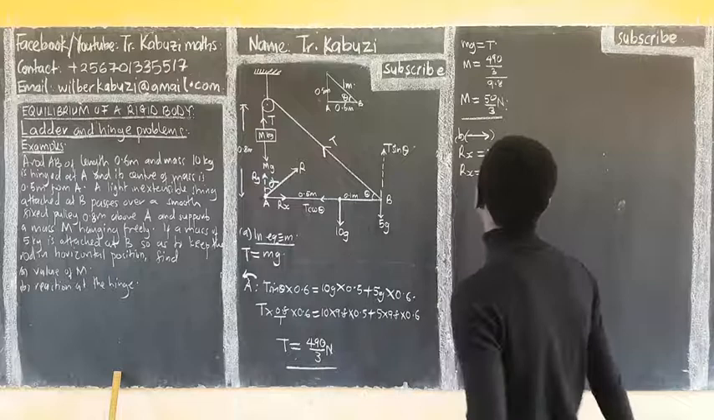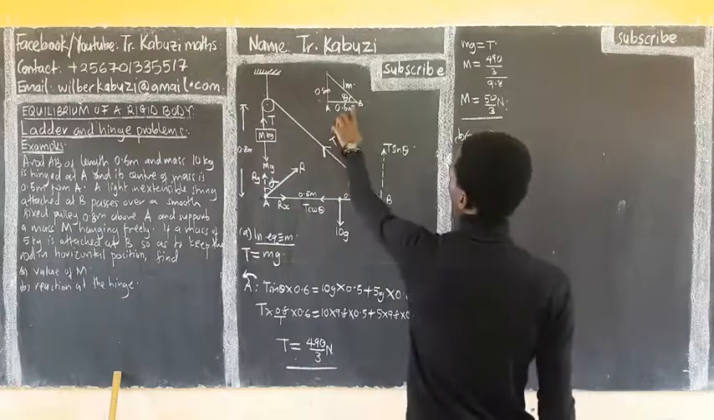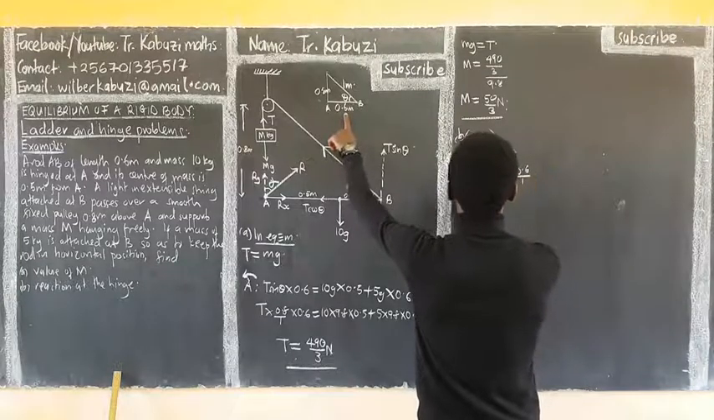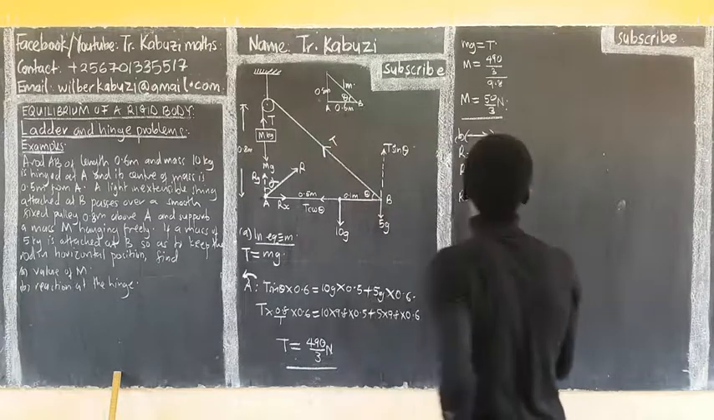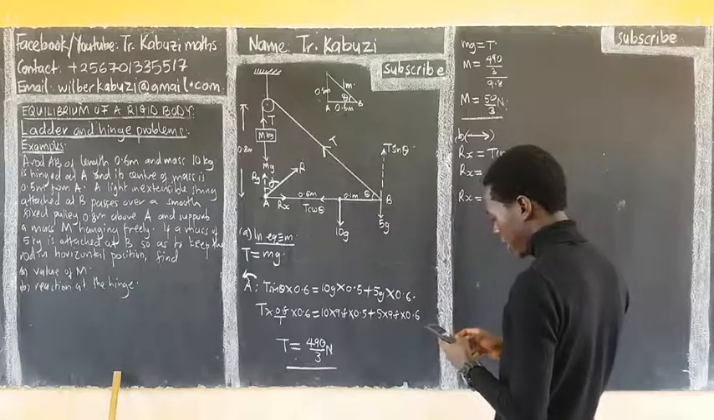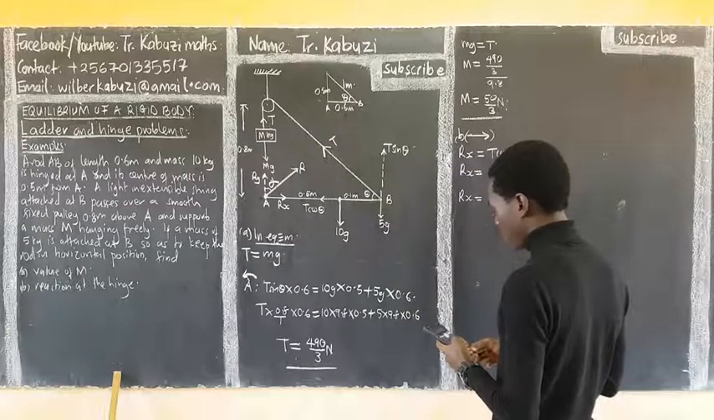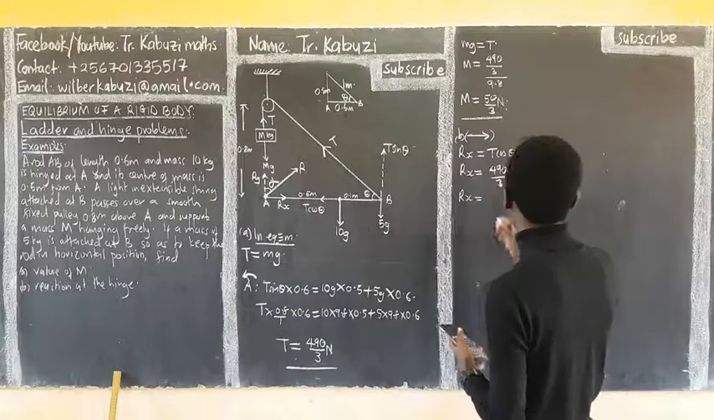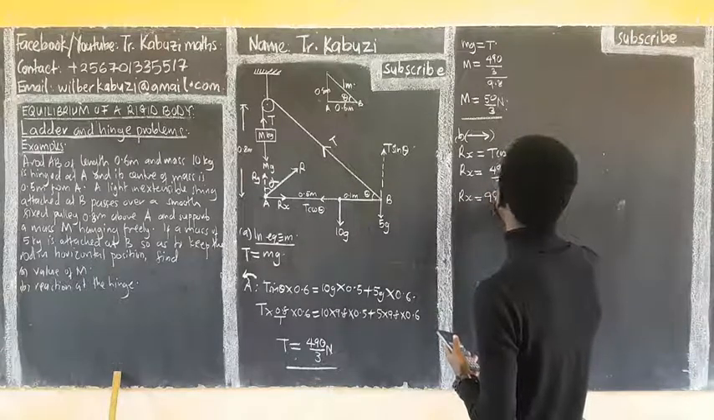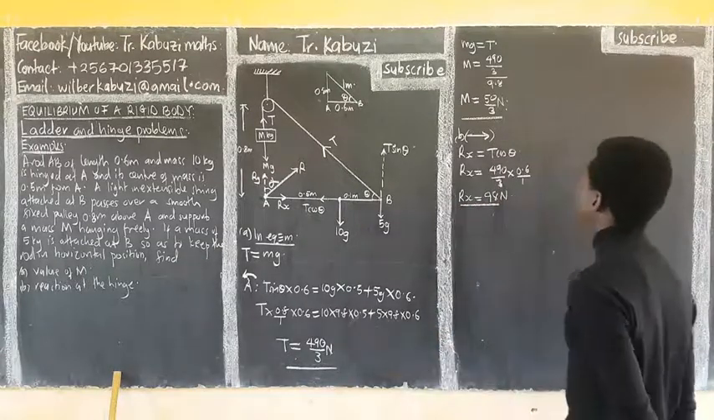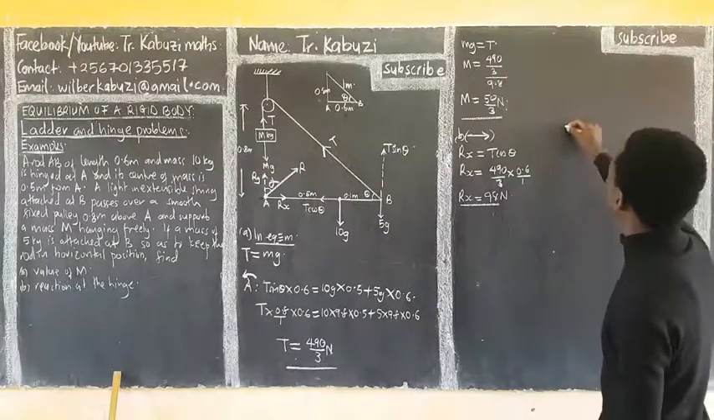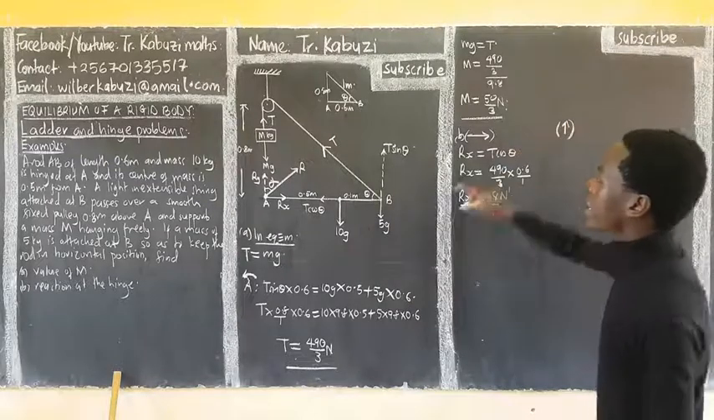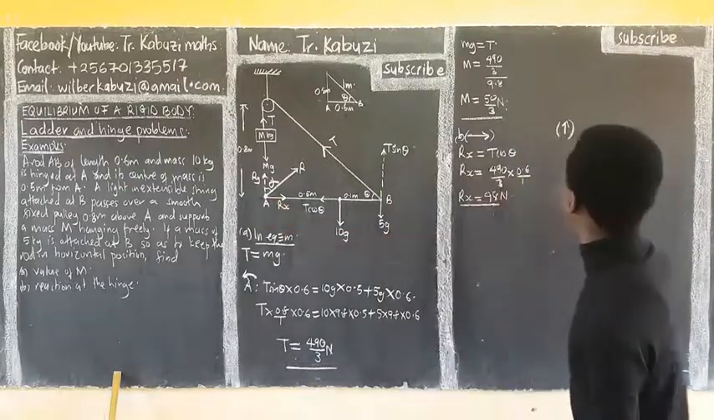Then times cos theta. From here cos theta is going to be adjacent over hypotenuse, 0.6 over 1. So my Rx from there is going to be 490 over 3 times 0.6. I'm getting 98 newtons. So that's my Rx, as simple as that. Now after that we resolve vertically, so that we can get the vertical component.